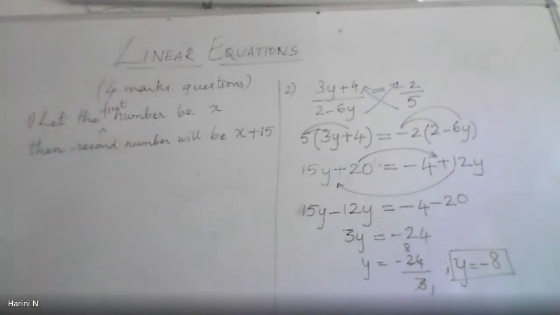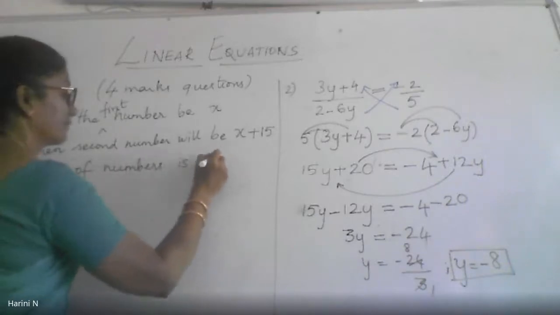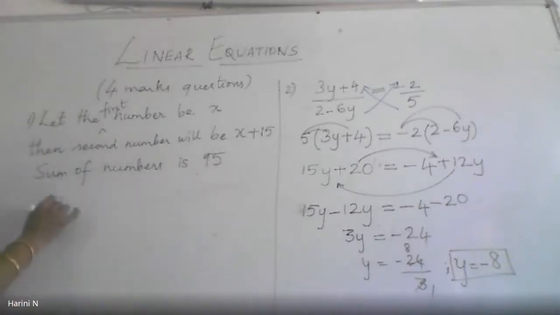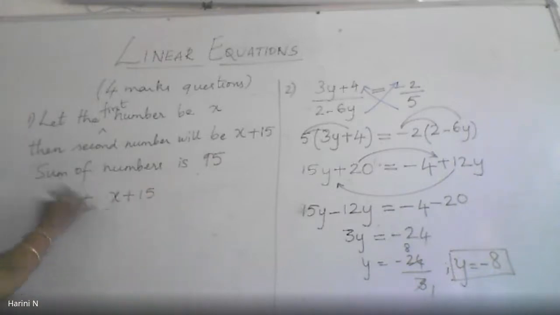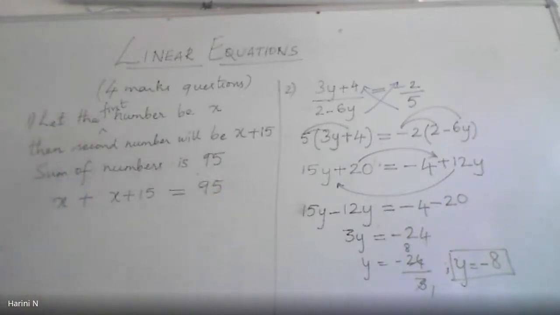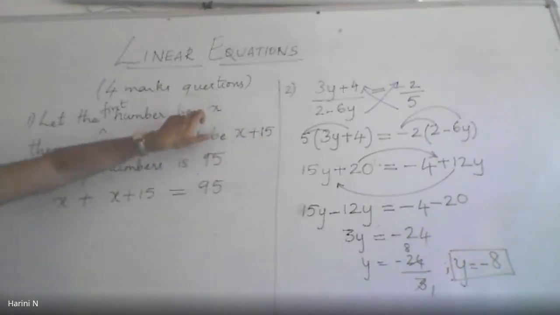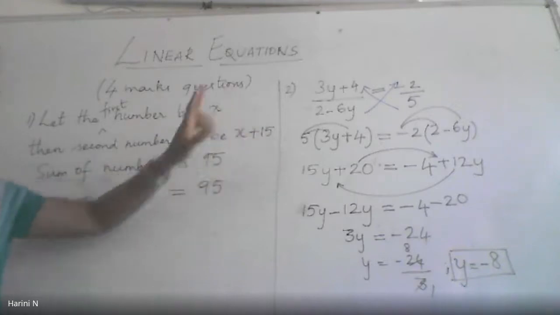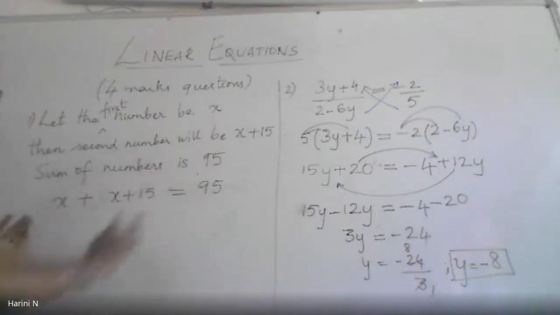Alright. Next, we have one more information given. Given sum of numbers is 95. That means what? If I take x and x plus 15, the two numbers, and I add them, I get 95. Very simple. The first number was x, the second number was 15 more than the first number, so it is x plus 15. The second information given is, when I add the first number and the second number, the sum is equal to 95.